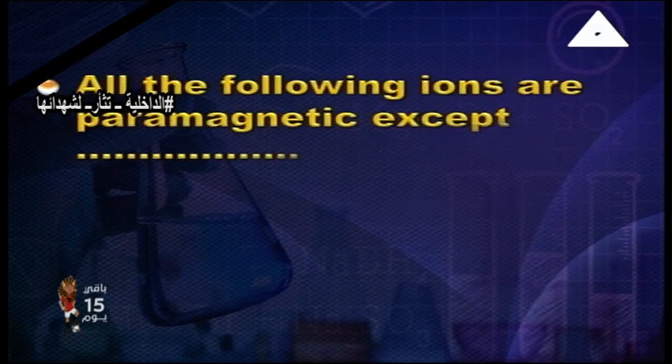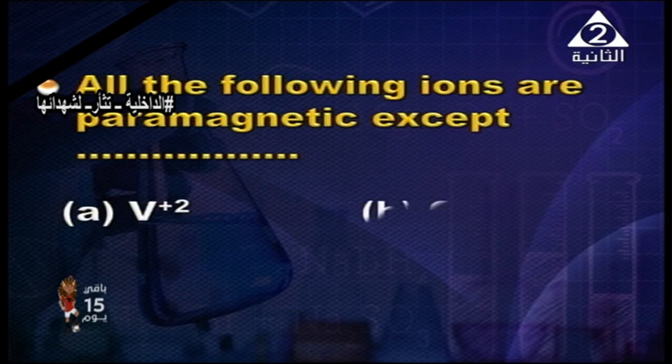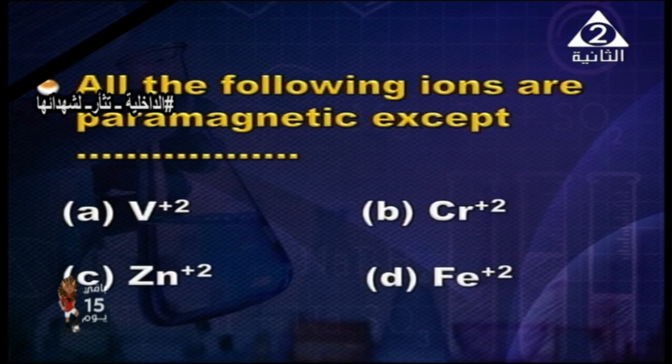Next point. All the following ions are paramagnetic except what? Vanadium positive 2, chromium positive 2, zinc positive 2, iron positive 2. If you think about it, my dear student, you will find the answer is zinc positive 2. This is the only ion here that is diamagnetic, as the zinc has completely filled the sublevel in the ionic state positive 2 also. Next point.